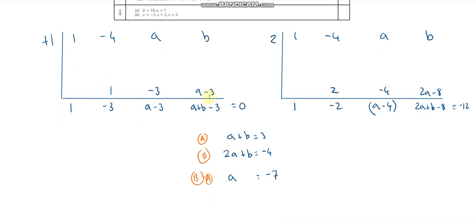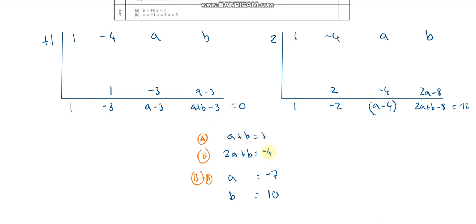I've made a mistake somewhere. No, I've done it fine. I just had a little look at the answer there and I thought, oh, that doesn't seem right. All I did was I then thought, okay, well, if A is negative 7, I'll solve for B. So put this in up here, we'll say that negative 7 plus what is 3? So B is going to be equal to 10.